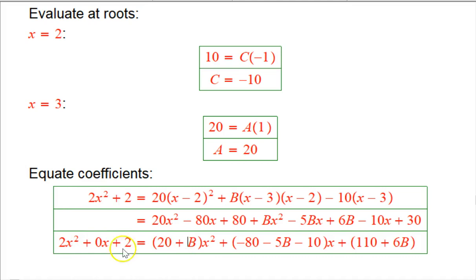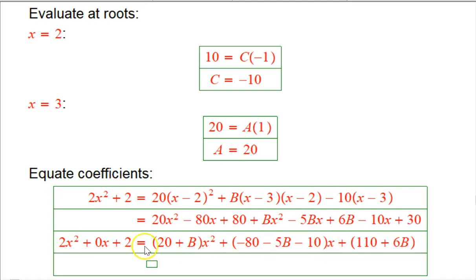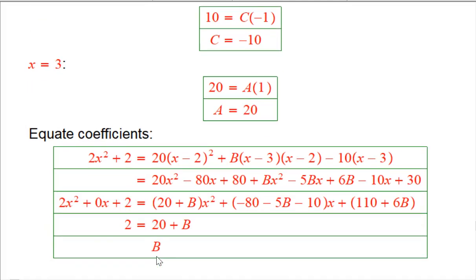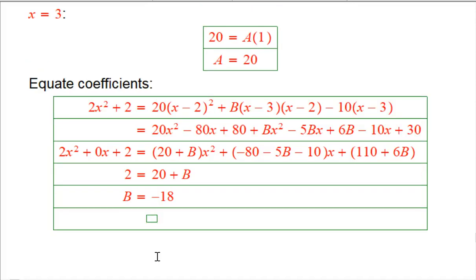2 should be 20 plus b. 0 should be minus 80, etc., etc. And 2 should be 110 plus 6b. So I should be able to pick any one of those, since I've only got one variable left, pick any one of them and solve for b. If I had no chance of making any mistakes, I could just get that b and proceed. But I might as well use it as a double check. So let's use 2 equals 20 plus b to actually find b. B equals minus 18.